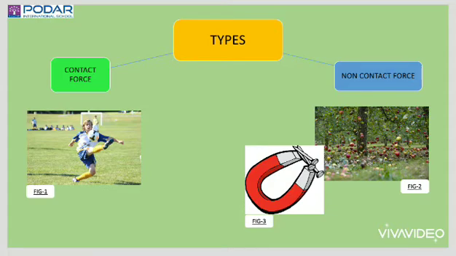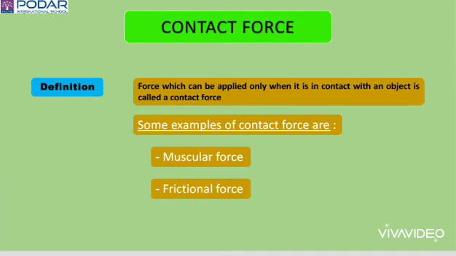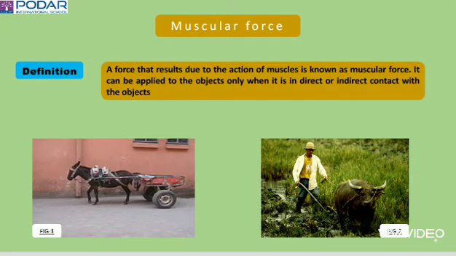Let's discuss contact force. It is a force which can be applied only when it is in contact with an object. Examples of contact force are muscular force and frictional force. Let's define muscular force. It is a force that results due to the action of muscles. It can be applied to objects only when it is in direct or indirect contact with the object.